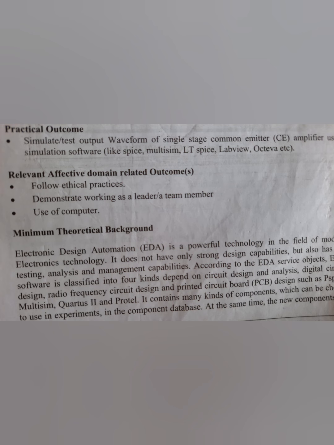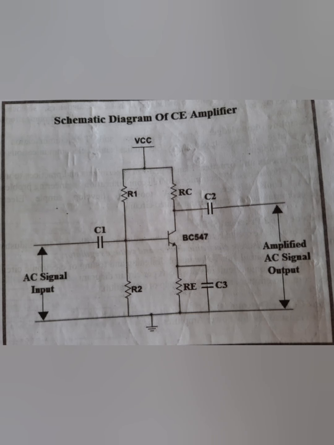Now we have studied the theory of the common emitter amplifier. We will see how to use it in the EDA. EDA is your Multisim. This is the block diagram or the schematic diagram or the circuit diagram of the CE amplifier. You have C1, C2 coupling capacitors, C3 bypass capacitor, R1, R2 as the biasing resistors. AC signal is given from the function generator and we can see the output on the CRO. So this was your normal schematic diagram as in the last practical we have done. Today we will simulate it in the Multisim software.